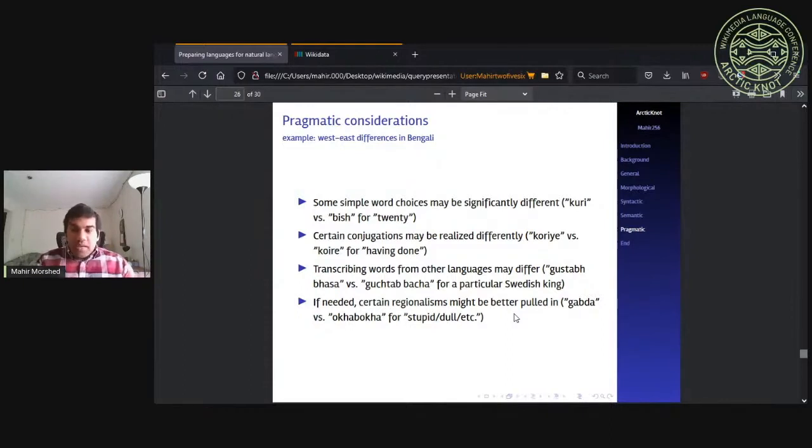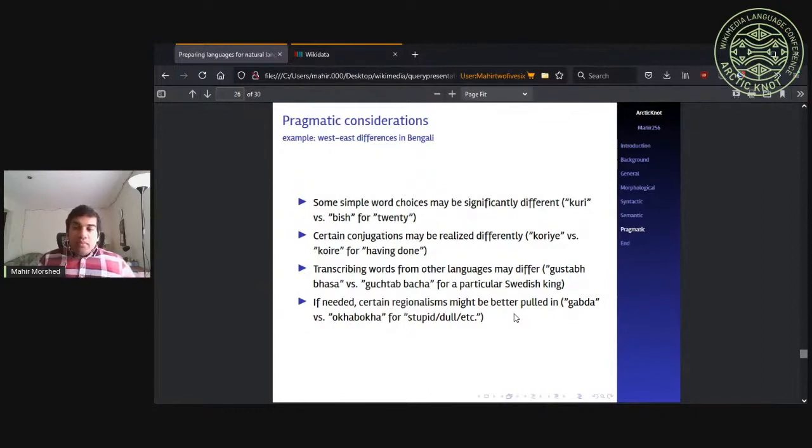Transcribing words from other languages may differ depending on the phonologies of the languages in question, or the varieties in question. So, for example, we have the father of the Swedish nation, as I've read that this king is called. He might be referred to as Gustav Vasa in the West, but because of how phones have merged in the East, it might be turned into Gustav Vacha for that same king, or at least that's how it would be read in the West. In the East, it would still be read Gustav Vasa, but again, phonology changes.